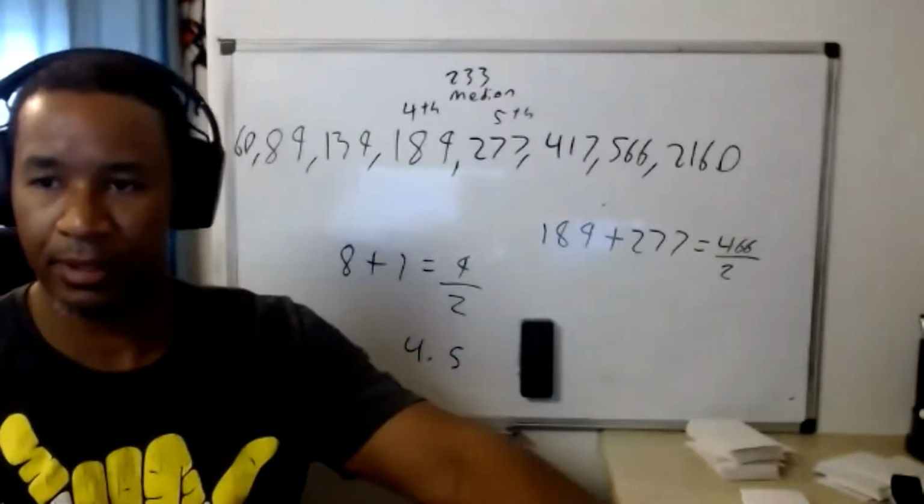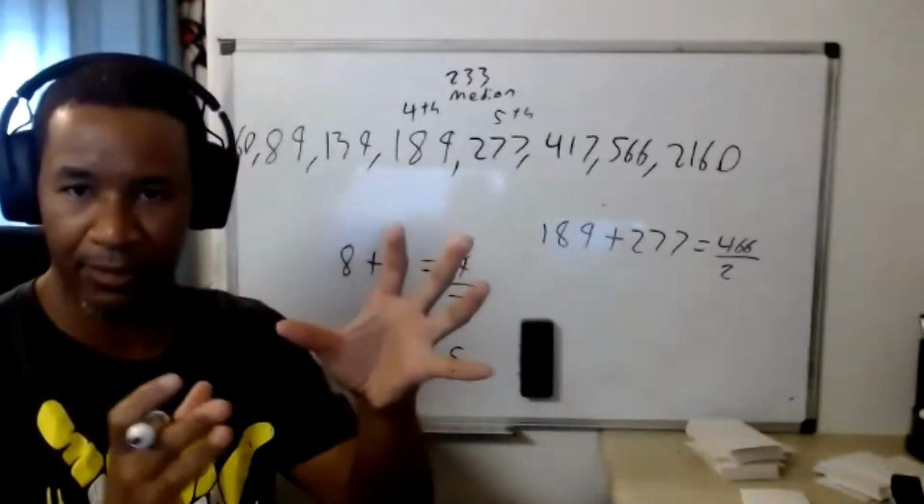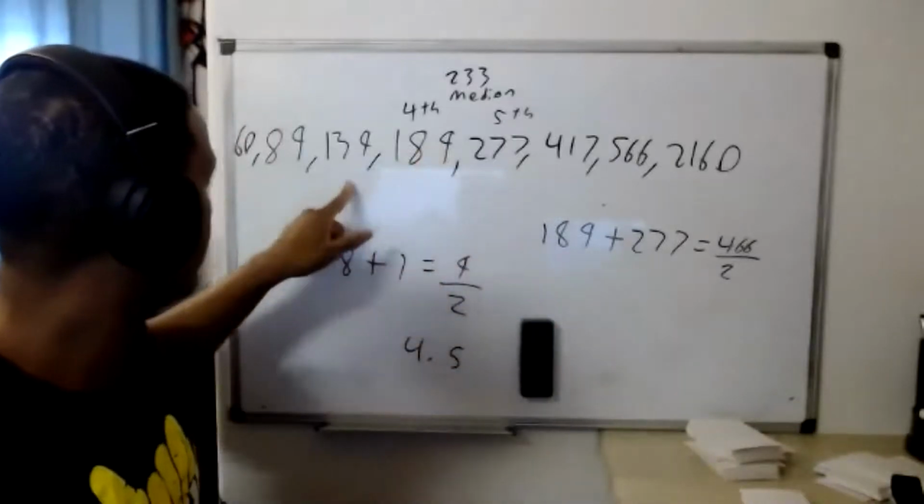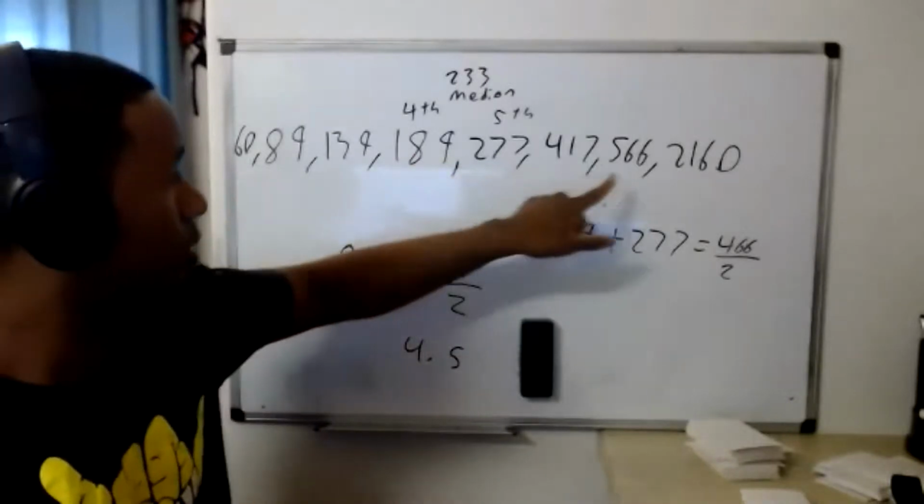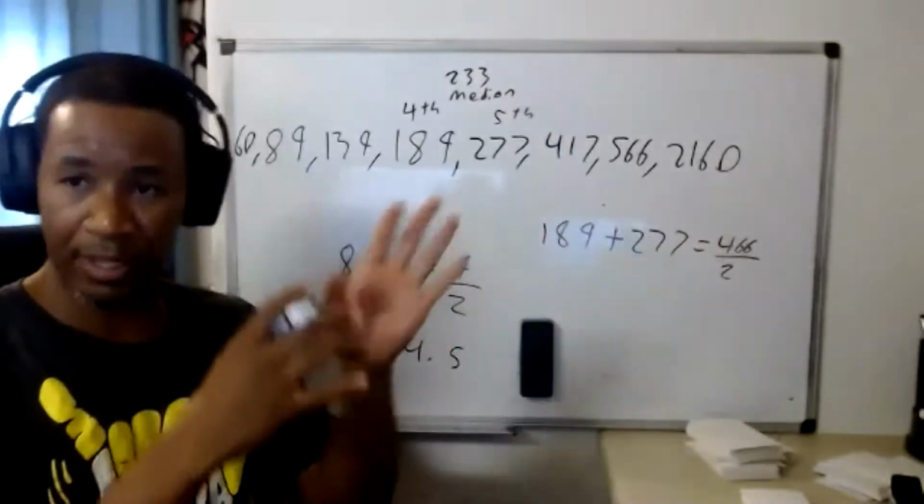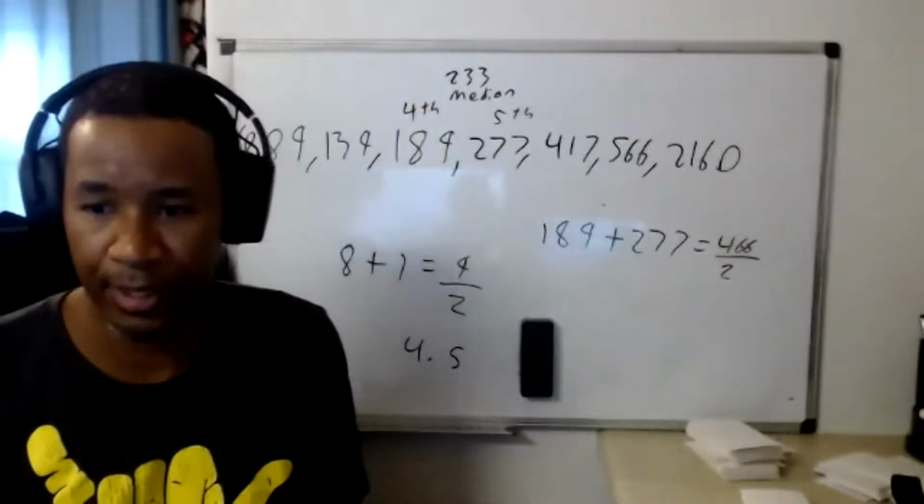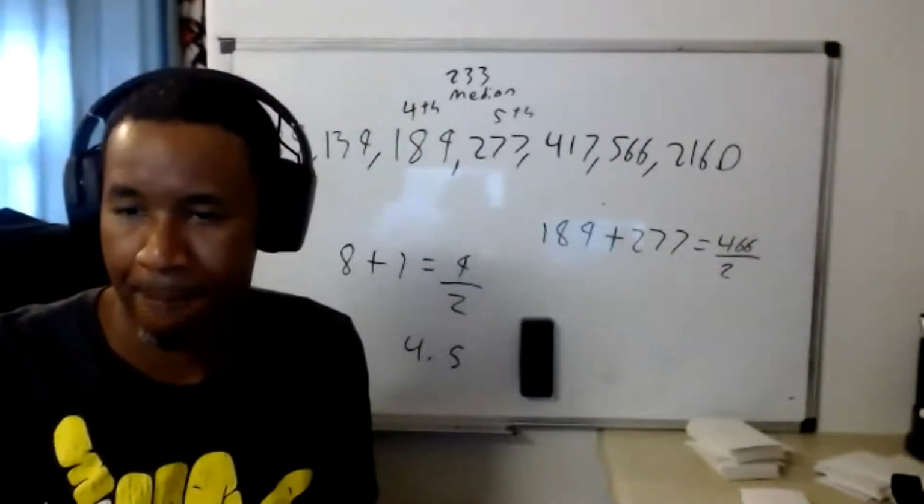It is the number that divides the distribution in half, where you have half the scores, 1, 2, 3, 4, below, and half the scores, 1, 2, 3, 4, above 233. Okay. So that's how you find the median with a list of raw scores.